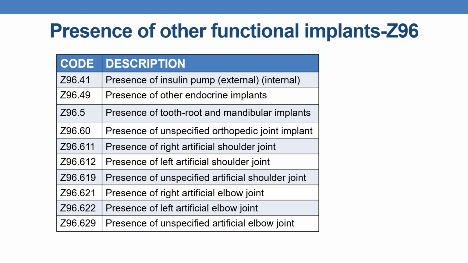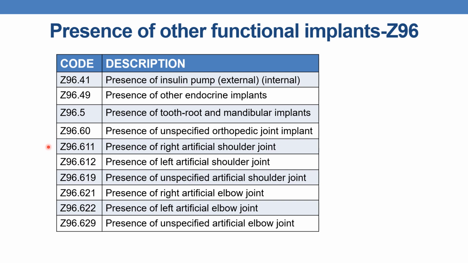The next code is Z96.41. It indicates the presence of insulin pump, external or internal. The next is Z96.49. It indicates the presence of other endocrine implants. The next is Z96.5. It indicates the presence of tooth root and mandibular implants. The next is Z96.60. It indicates the presence of unspecified orthopedic joint implant.